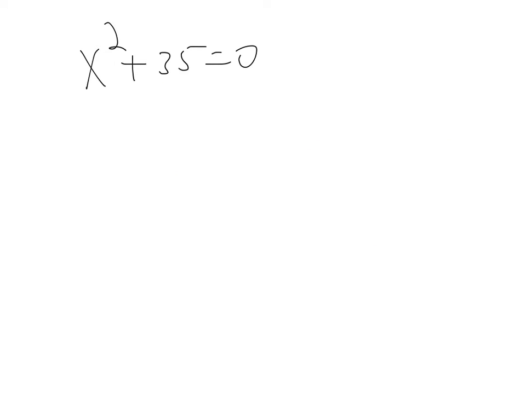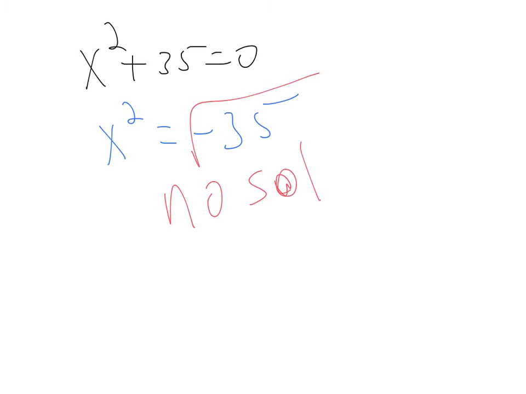So this one looks very similar, right? I'm going to say 35 is not a perfect square. I'm going to subtract it from both sides. Unfortunately, I can't take the square root of a negative number, so there's no solution. And that square root of a negative number is a problem.